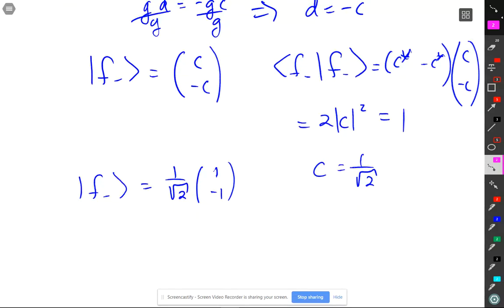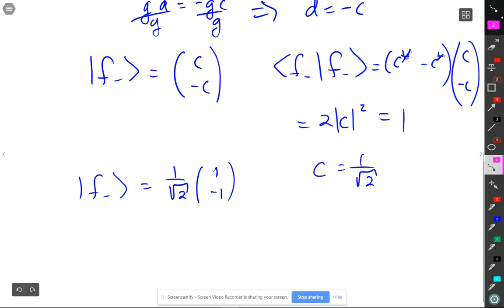Now you might be confused a little bit on one thing. How did I choose this one to be positive and this one to be negative? Why not this one negative and this one positive? Arbitrary decision. Either one's correct. They're different but correct.